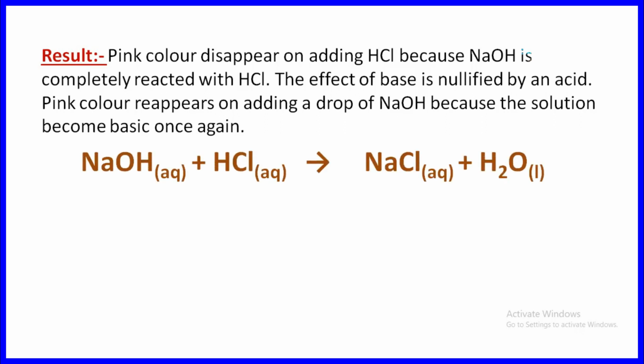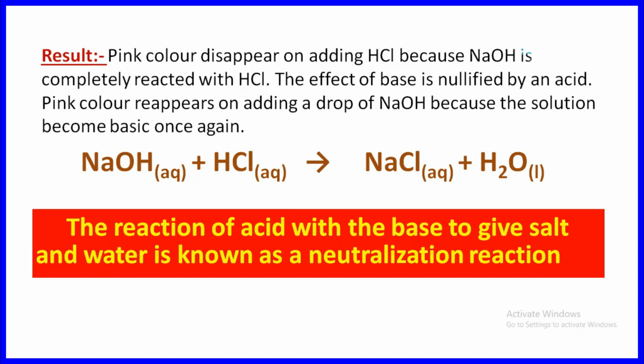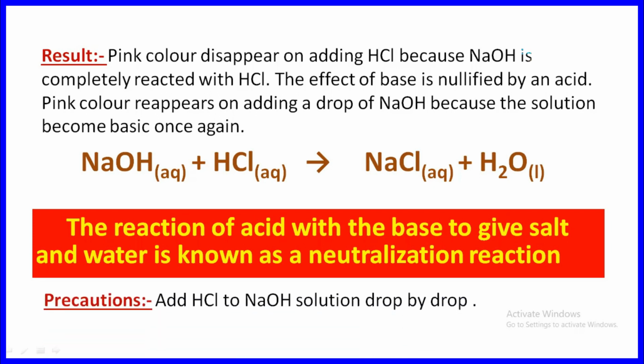So here the balanced chemical equation we can write like this: NaOH, sodium hydroxide, plus HCl, hydrochloric acid, gives NaCl, sodium chloride, plus water. In this way we can define the neutralization reaction as the reaction of an acid with a base to give salt and water. Precautions: add HCl to NaOH solution drop by drop.